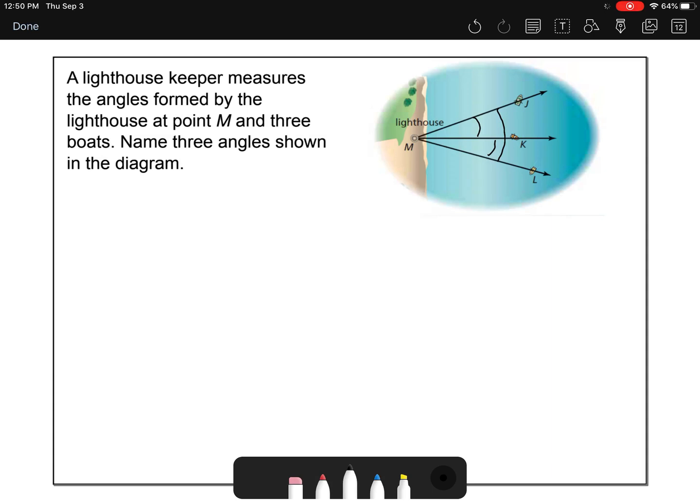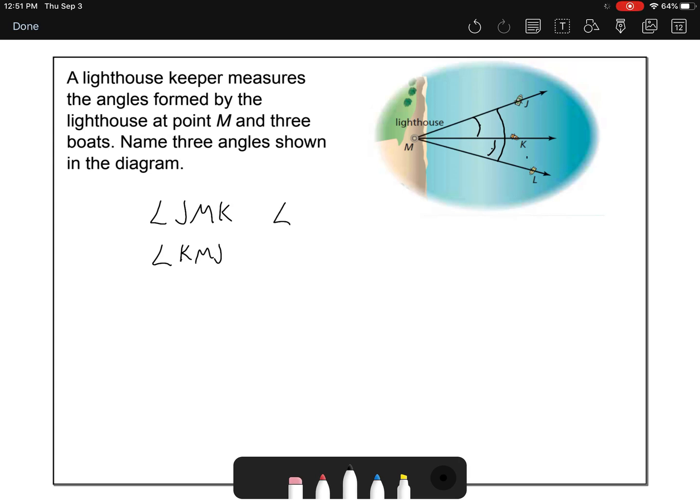Now, when we name angles, we typically use three letters. The middle letter is always the vertex. Occasionally, we can name an angle with just the vertex letter, but in this case, we can't, because if I said angle M, you would not know if I was saying this angle or the big angle. So this top angle, we would name angle JMK or angle KMJ.